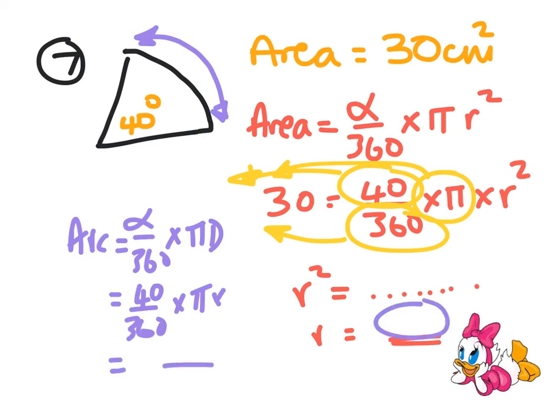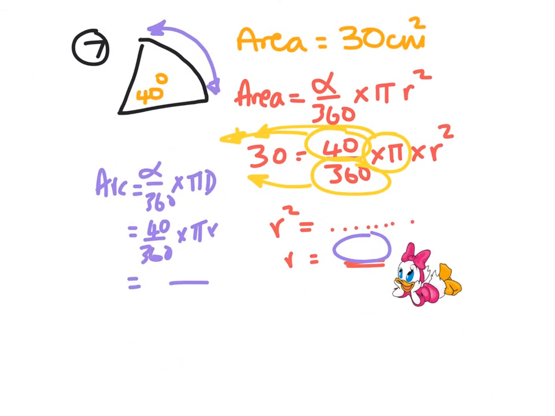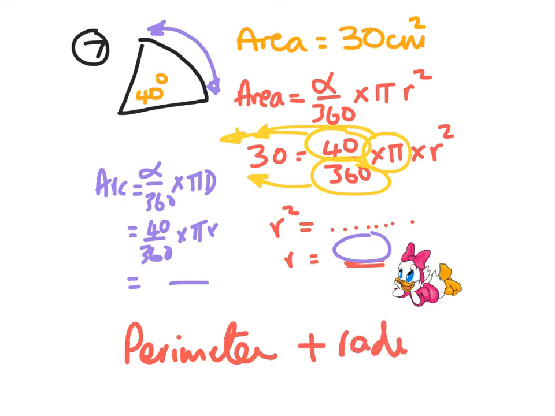Get your answer for your arc, and then to finish the question off, we need to work out the perimeter, and the perimeter of the shape is just add together your radiuses and the arc.